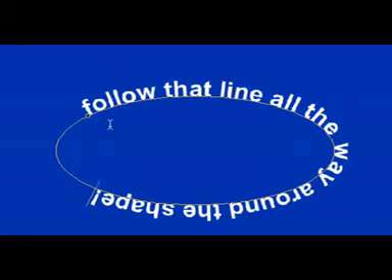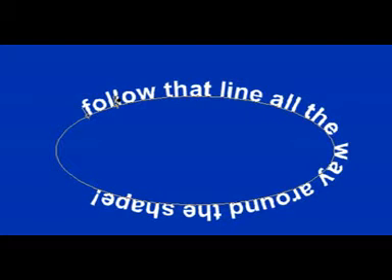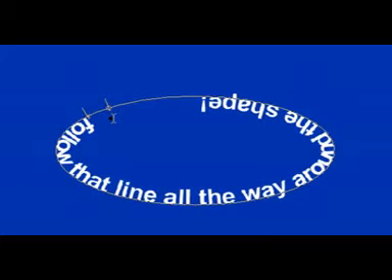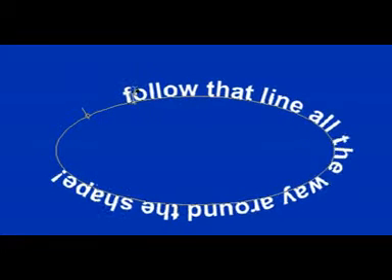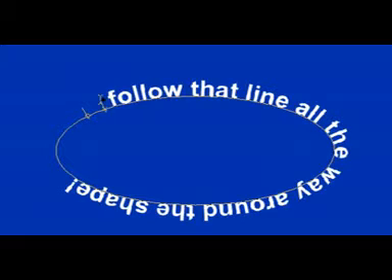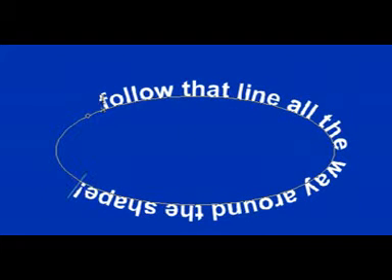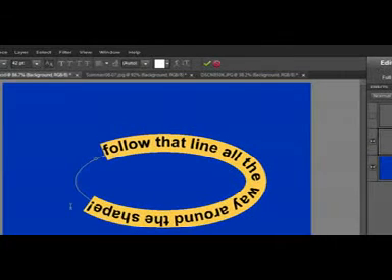Now automatically it goes to the outside, but if we hold down the Control or Command key, you'll see how our mouse icon changes, and we can click and drag inside to have the text follow the inside of the shape. We can also choose to move the start point. You can see how moving the cursor left and right moves the start point so we can reposition where the text is actually sitting.